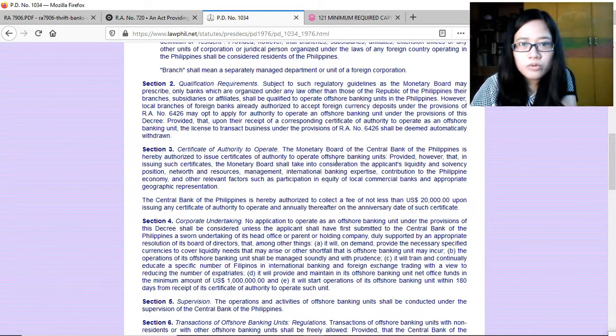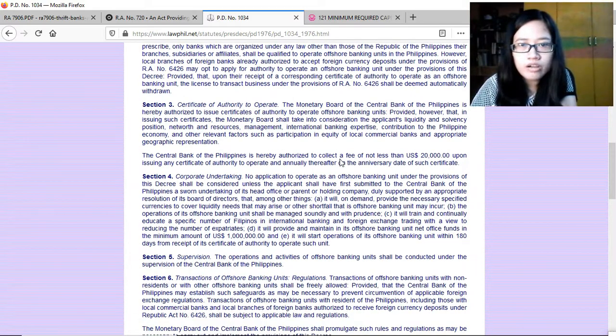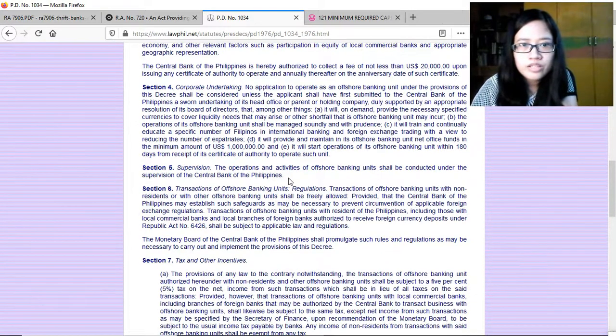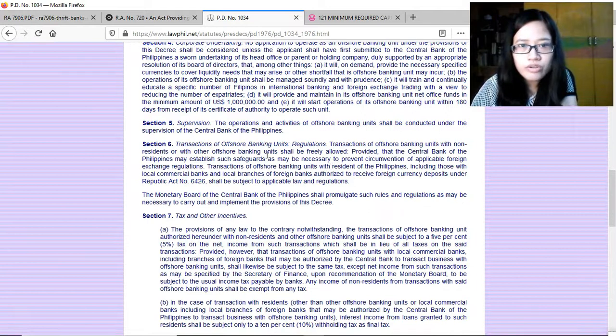Certificate of authority to operate, to be applied with the Monetary Board or the Central Bank. Okay, and then they have a fee. Back then it's $20,000 US. I'm sure it's been amended nowadays. Corporate undertaking, supervision, transactions of offshore banking units. We'll be discussing this later.